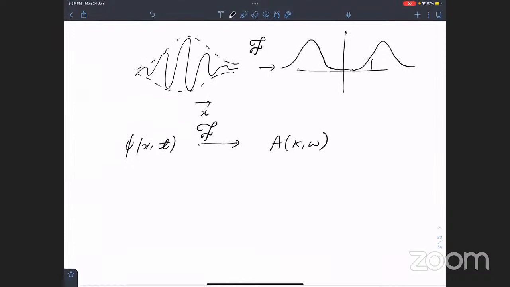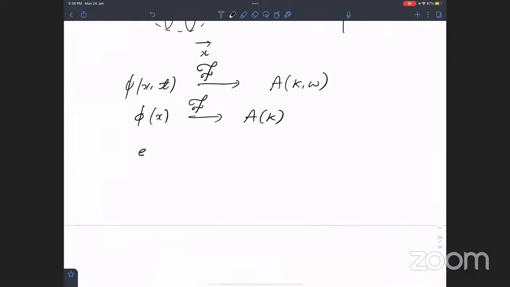Usually people don't do it for both dimensions. Remember I said we have time independent wave functions? For a time independent wave function, if I apply the Fourier transform, I'm going to get something that is a function of k. And you can do it.